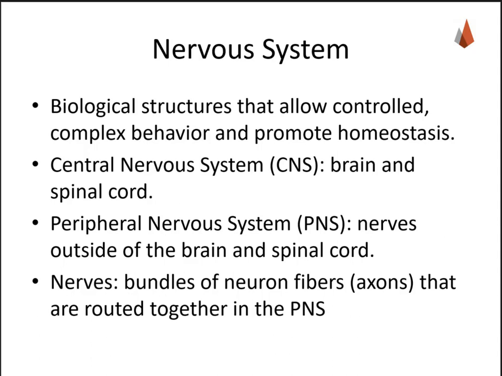We divide up the nervous system into two main components. The central nervous system, or CNS, refers to our brain and our spinal cord only. Then we have the peripheral nervous system, right? Outside of that central nervous system, we have nerves. So what are nerves?